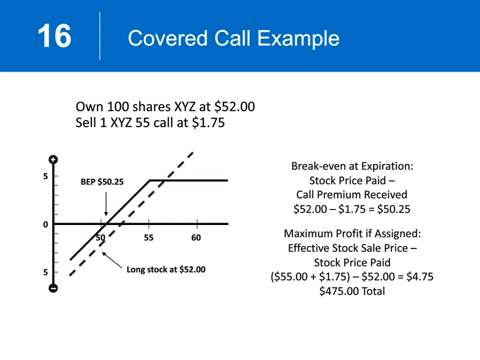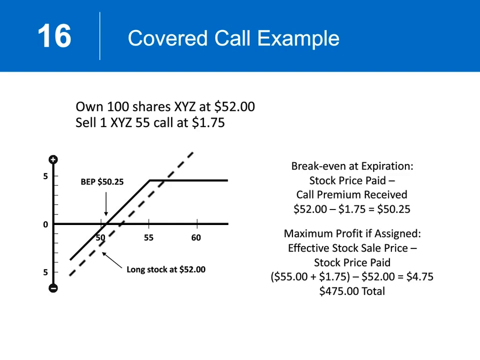You notice it's better for the covered call than it is on the long stock, of course, because if the stock moves lower by $1.75, we would experience a loss of $1.75 on our stock, but a gain of $1.75 on our call option. So the break-even point is your entry point on the stock, which is $52, minus the call premium received, which is $1.75, or $50.25.